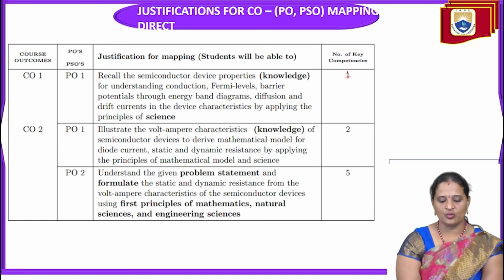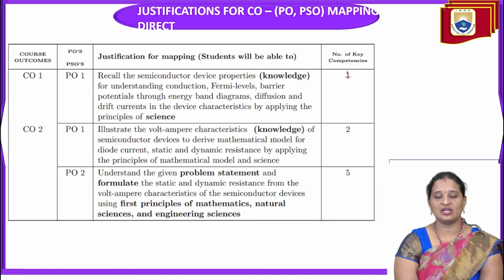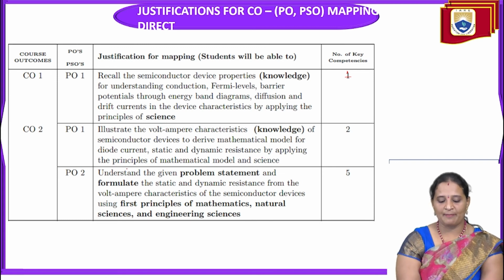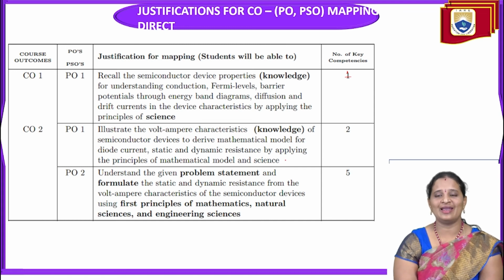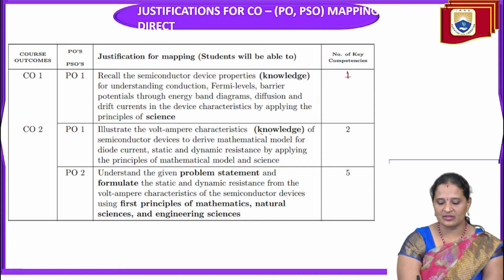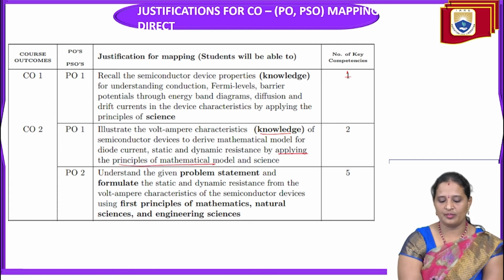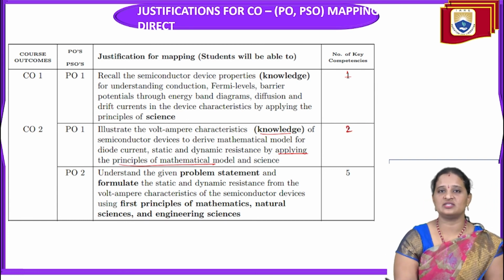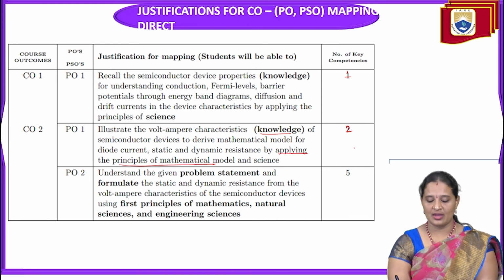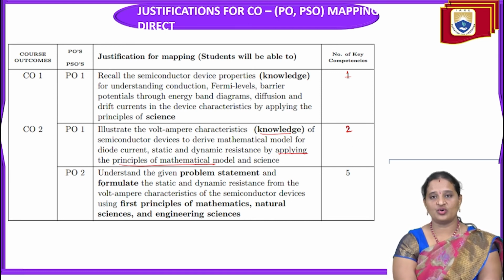And similarly, CO2 illustrates the volt-ampere characteristics, that is the knowledge level of semiconductor devices, to derive the mathematical model for diode current, static and dynamic resistance by applying the principles of mathematics and science. So as we are mapping this knowledge level, and also applying the mathematical principles, we can give the number of competencies for CO2 with PO1 as 2. And similarly, CO2 with PO2, the key competencies can be given as 5.